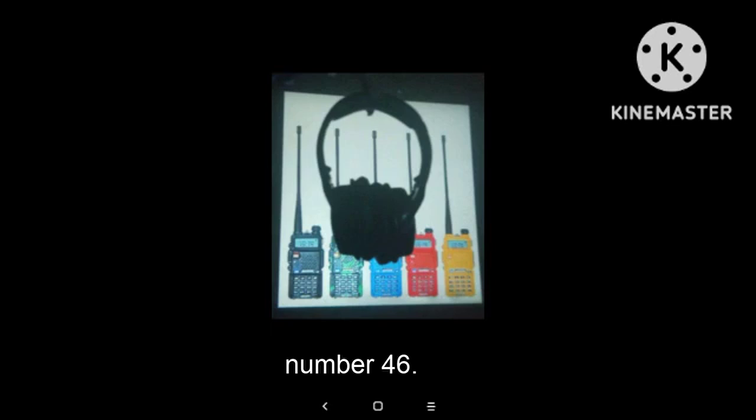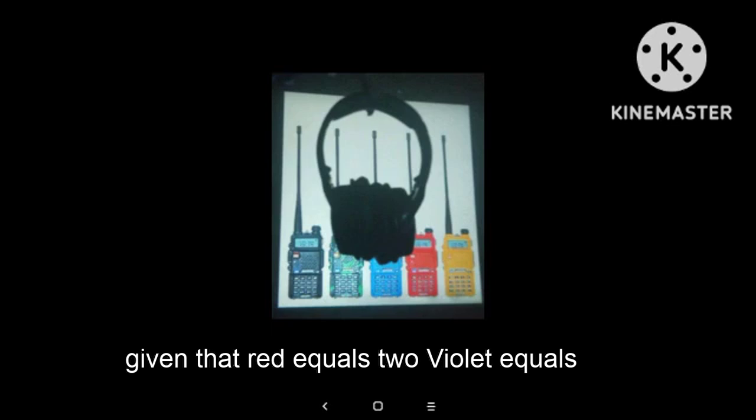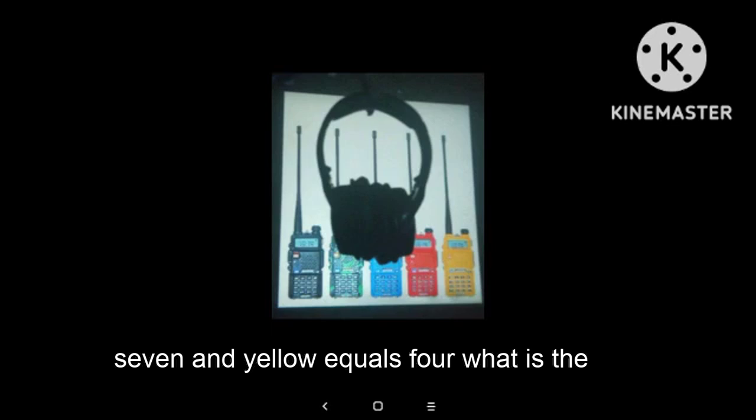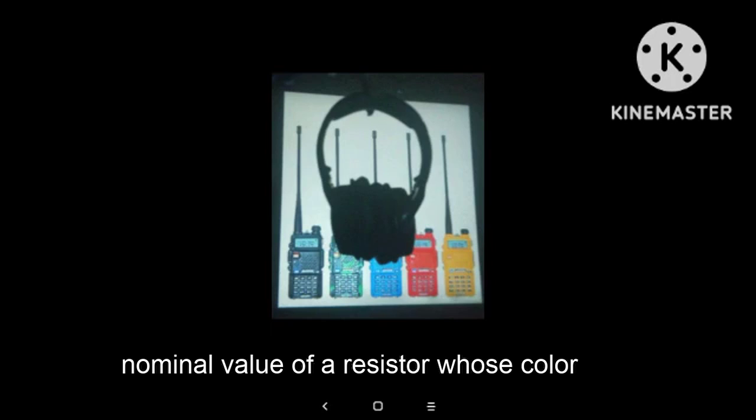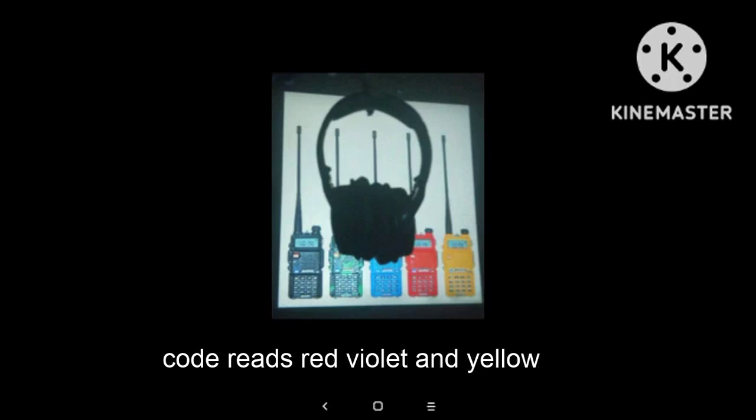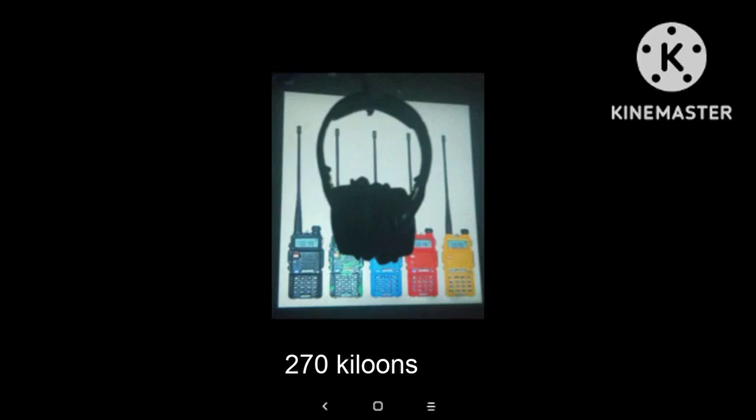Number 46. Given that red equals 2, violet equals 7, and yellow equals 4, what is the nominal value of a resistor whose color code reads red, violet, and yellow? 270 kiloohms.